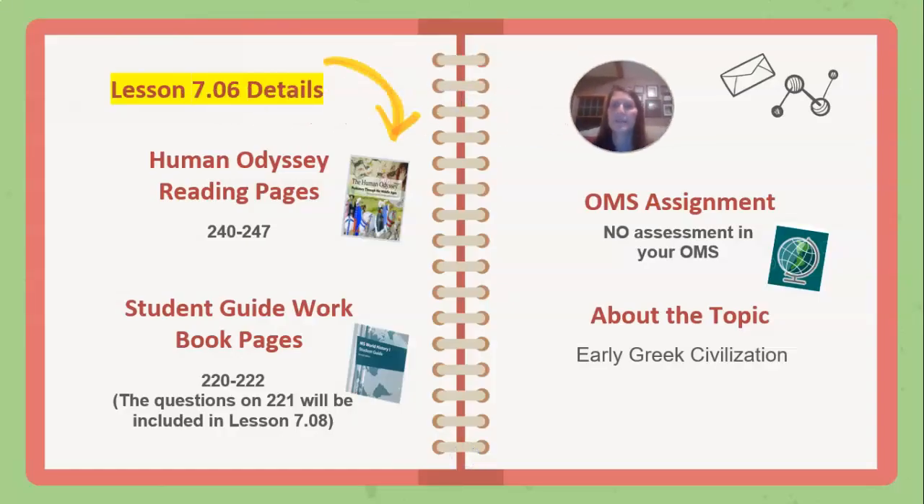Lesson 7.06 details: Human Odyssey reading pages 240 to 247, your student guide workbook pages 220 to 222, but a quick note, the questions on page 221 will be included in lesson 7.08. Your OMS assignment: there's no assessment for this lesson. And then about the topic, Early Greek Civilization.